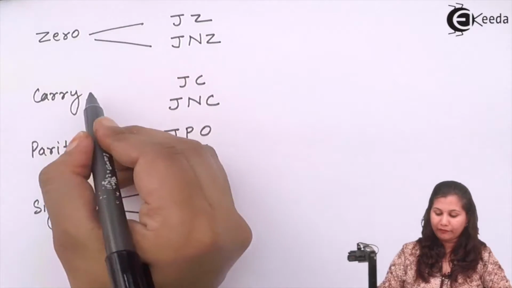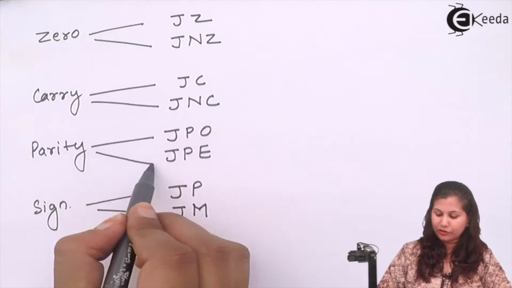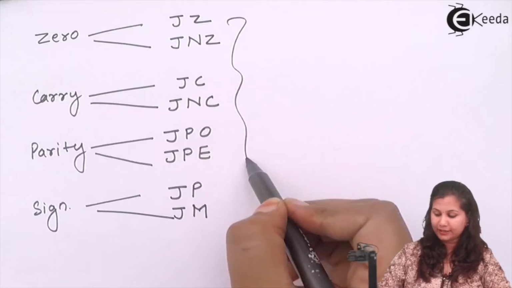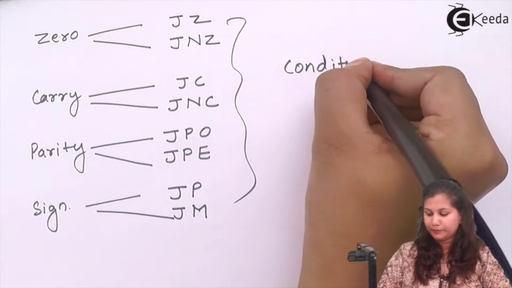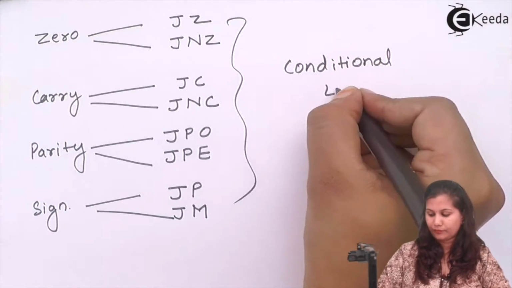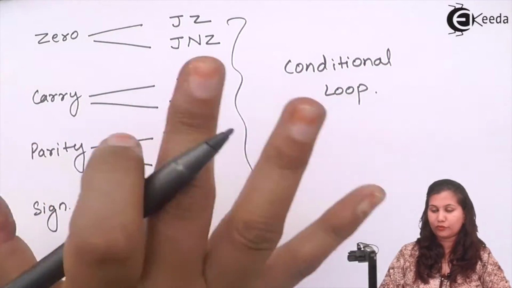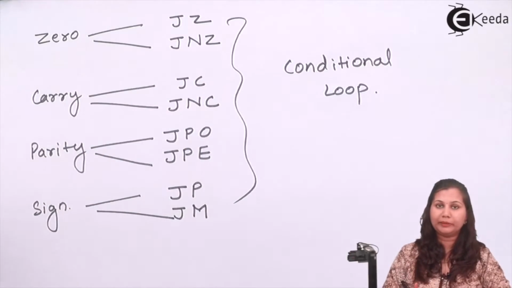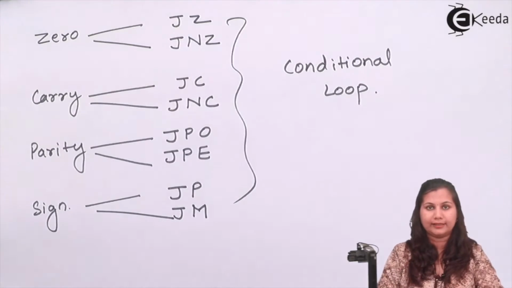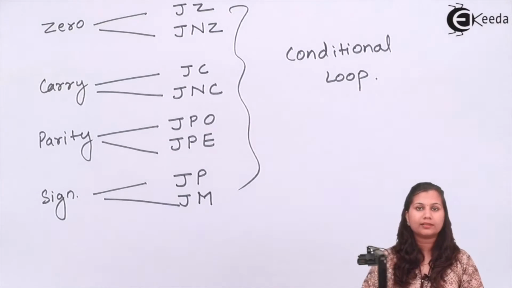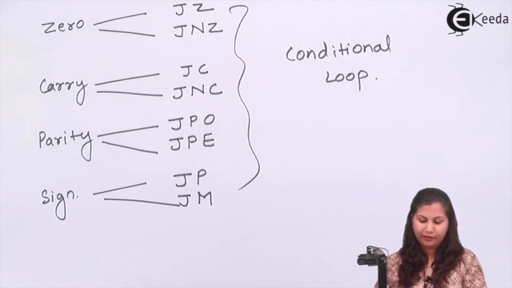Okay, so for every flag we have the conditional jump instructions. We can use these conditional jump instructions to set up a conditional loop. So when that condition is fulfilled, the loop will be repeated. When the condition is not fulfilled, the microprocessor will come out of the loop and will stop that task. It will not repeat the task continuously. So this is how the continuous loop and the conditional loops are set up in the 8085.